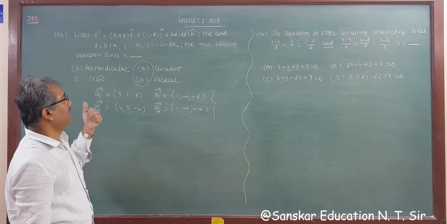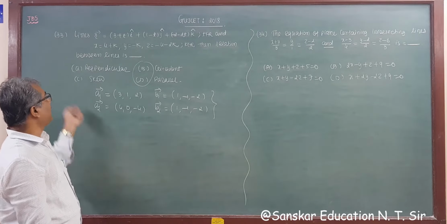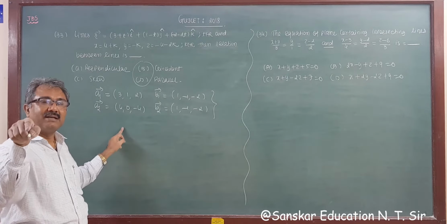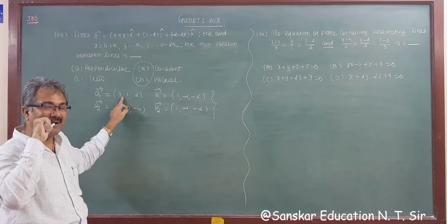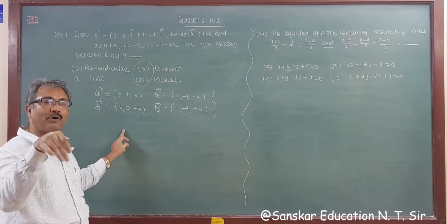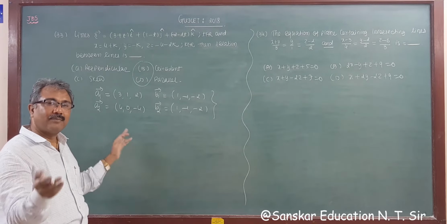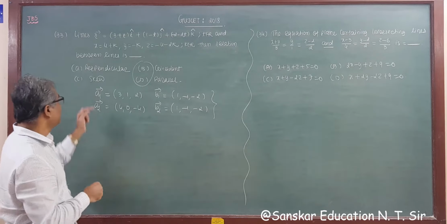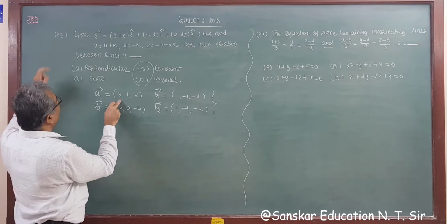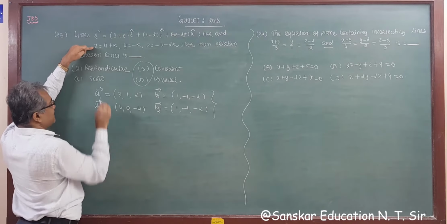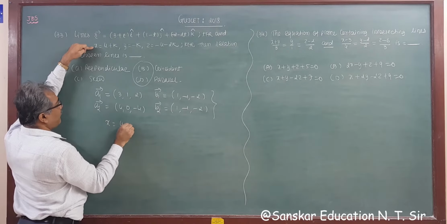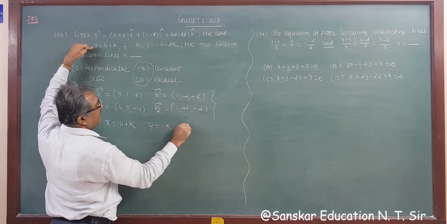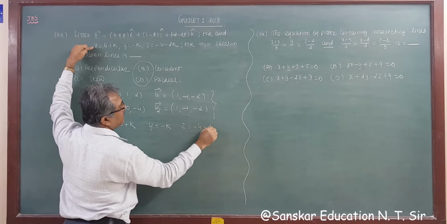For that, you know what we have to do. Take a point from one line and substitute it in the second line. If this point satisfies the second line, then the point lies on the second line, which means the lines are coincident, otherwise the lines are parallel. So we are taking 3, 1, 2. Now the second line is x equals 4 plus k, y equals minus k, and z equals minus 4 minus 2k.